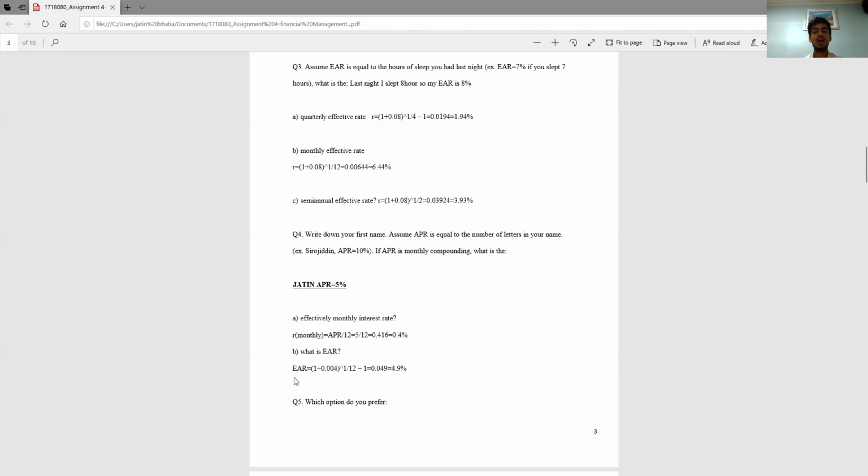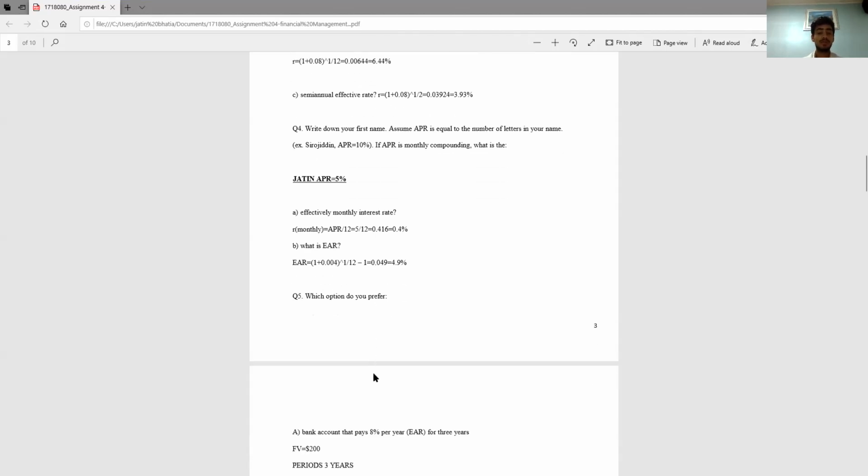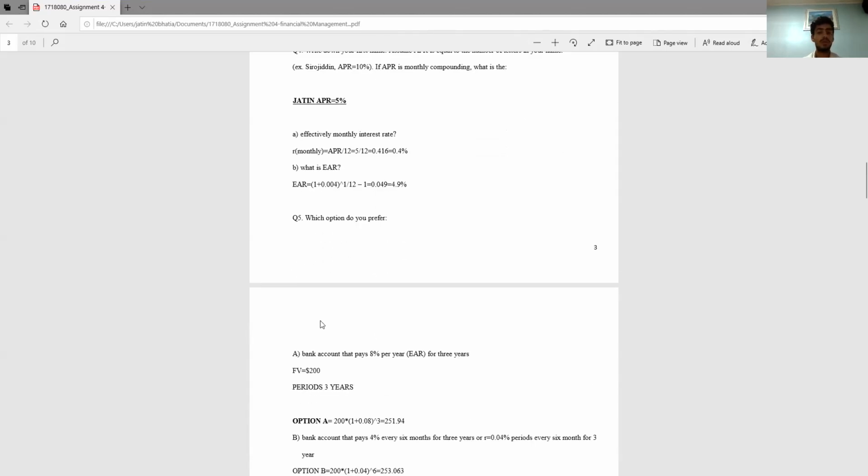What is the EAR? EAR is 1 plus 0.004, that came from the effective monthly interest rate, to the power 1 by 12, minus 1, which is equal to 4.9%.